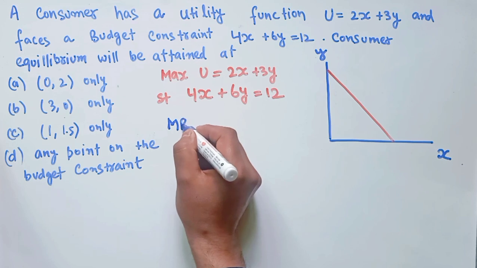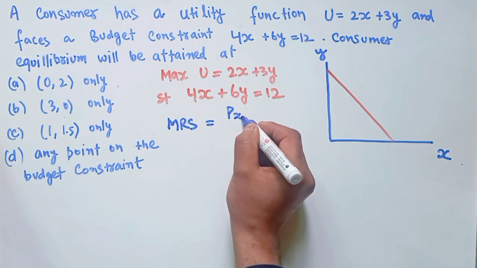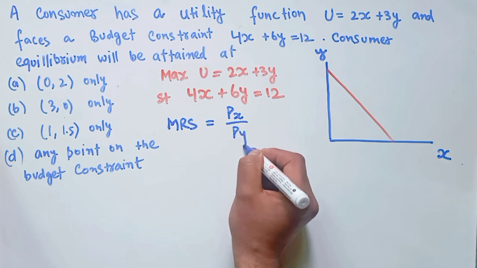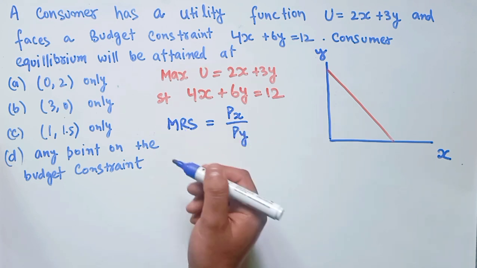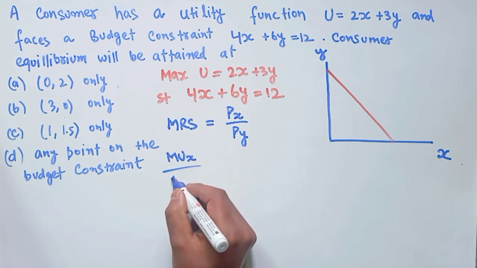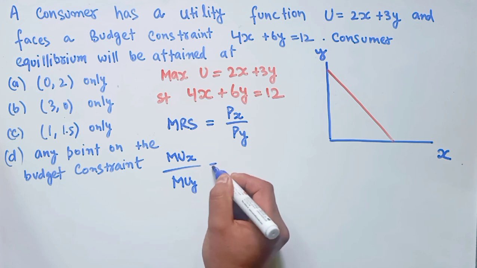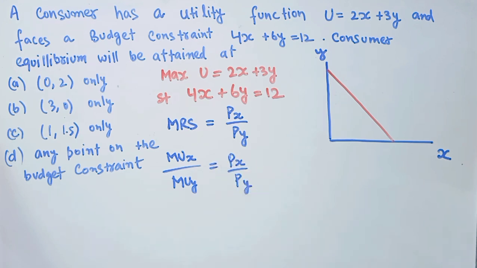Our marginal rate of substitution should be equal to the ratio of the prices, price of X upon price of Y. Now MRS is simply marginal utility of good X upon marginal utility of good Y. It should be equal to price of X upon price of Y.